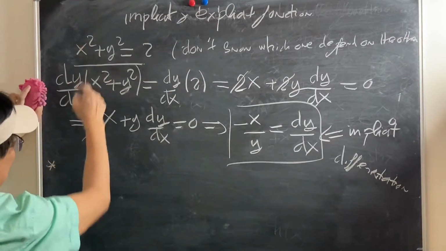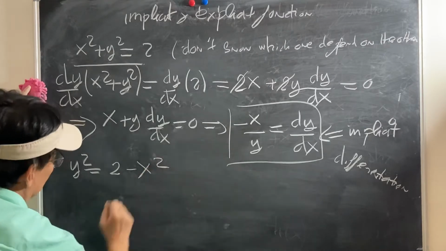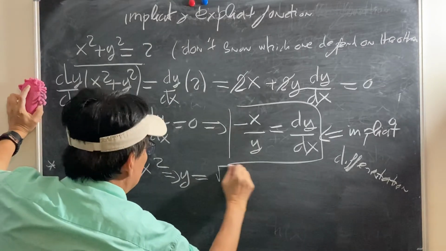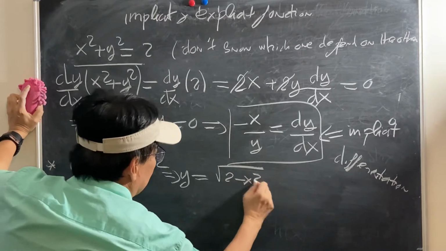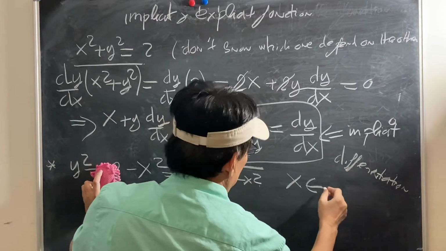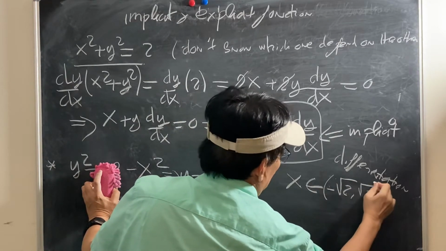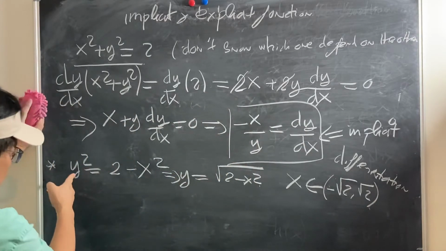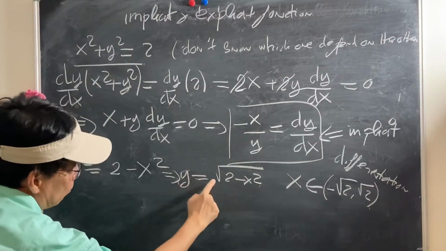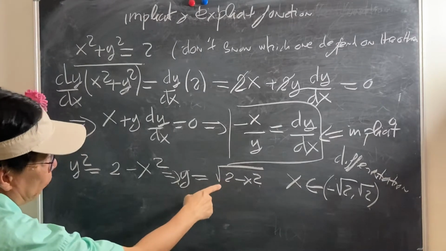Suppose this one, x squared plus y squared equals 2, so then y squared will be equal to 2 minus x squared, and y will be equal to the square root of 2 minus x squared, with x inside of minus square root of 2 and square root of 2. So now you have the equation y equals square root of 2 minus x squared, y in terms of x. When you take the derivative, you have this one called explicit.